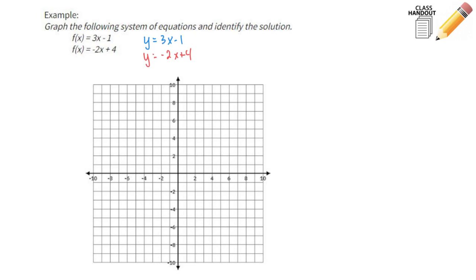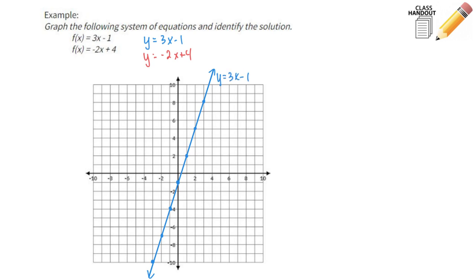Starting with the first equation, since our y-intercept is negative 1, we're going to start at negative 1, and my slope is 3 over 1, which means I'm going to go up 3, to the right 1. We're going to go all the way off the graph in both directions. This is especially important when graphing systems. It's also important to make sure we use a ruler. Then from here, we're going to draw our line as best as we can. So there's our first equation, y equals 3x minus 1.